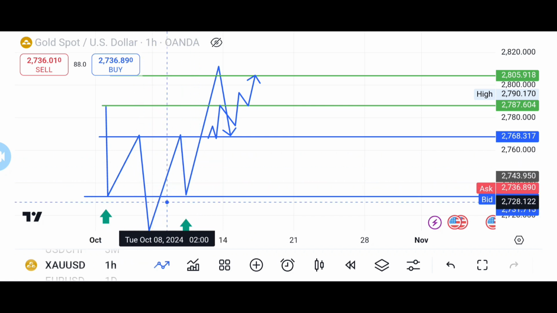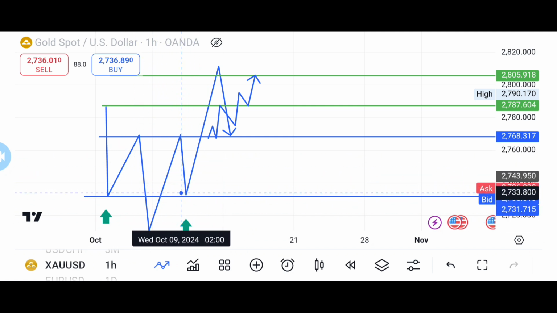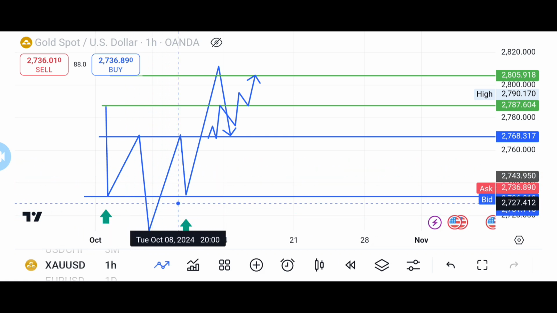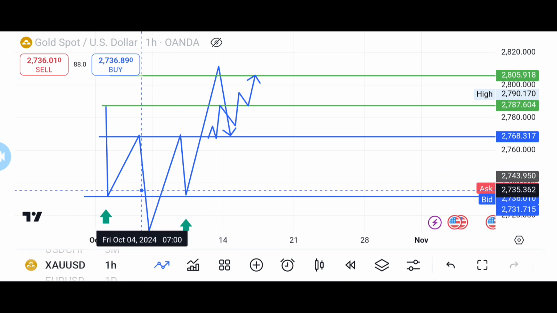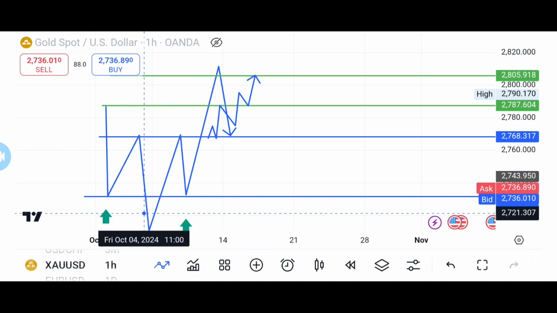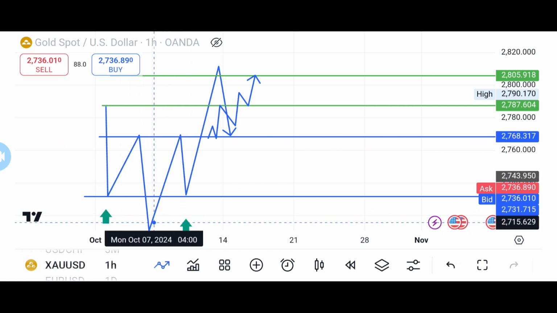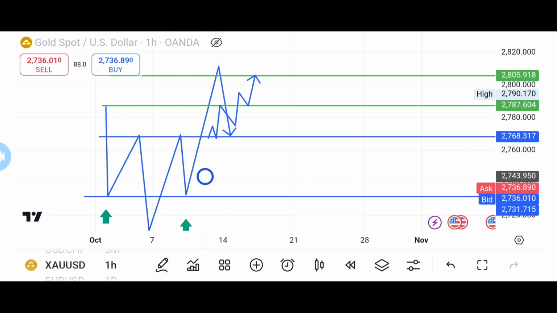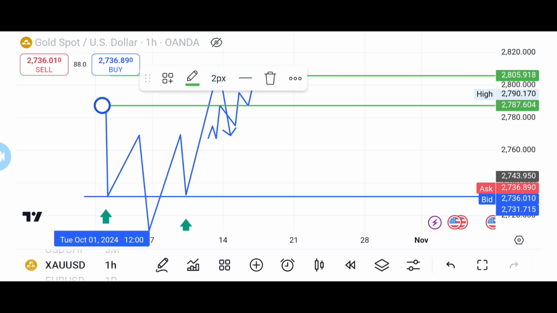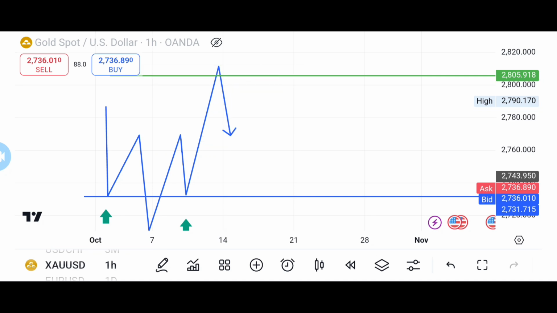For you to know that this is an inverse head and shoulders, you must have practiced a lot, because nowadays the market structure always changes. It is so dynamic, because they will try to manipulate you. They will not give you a clear setup like this. Let me show you how this setup will look.